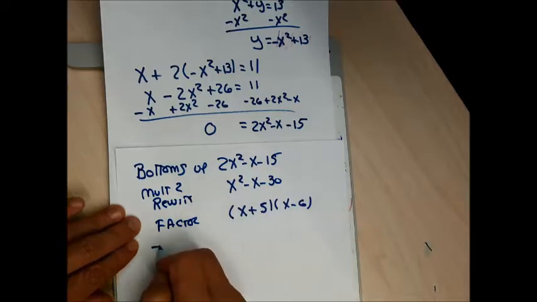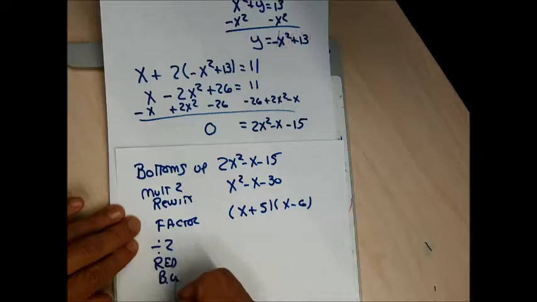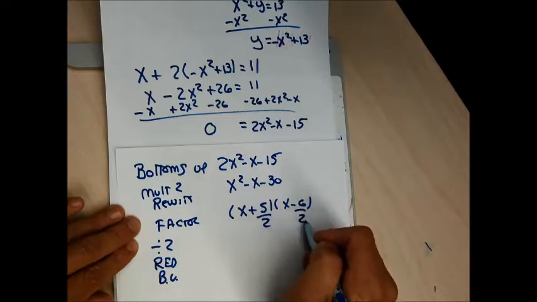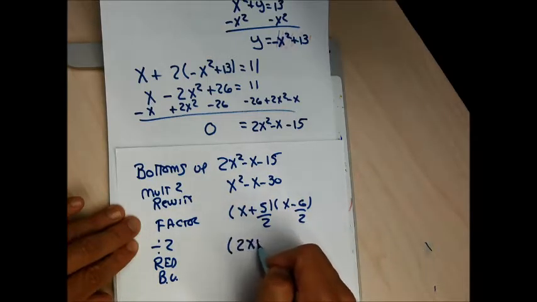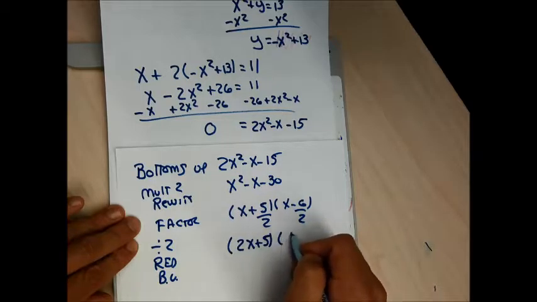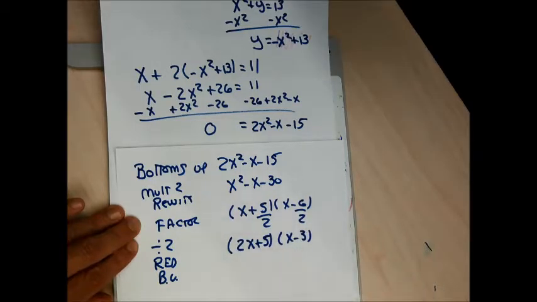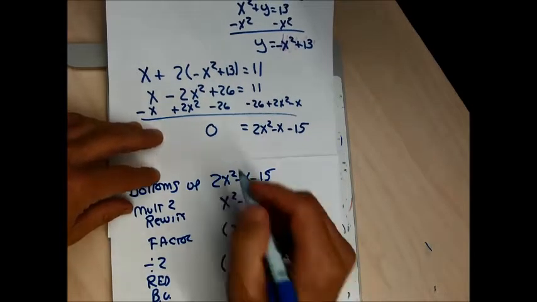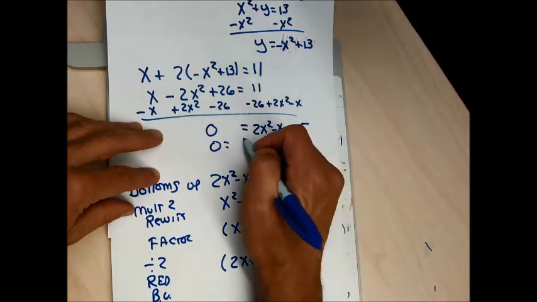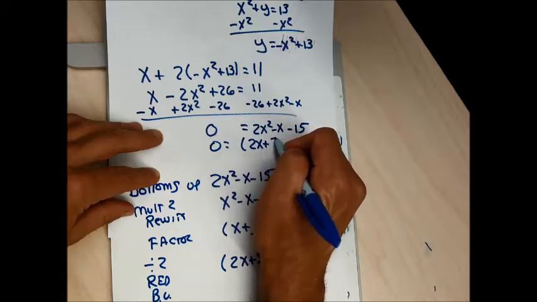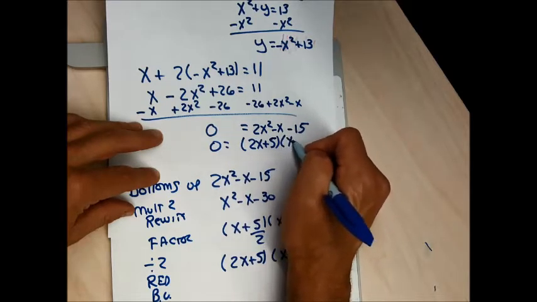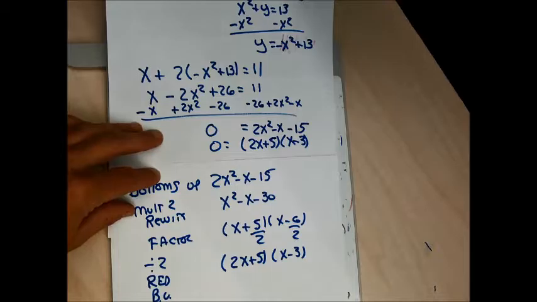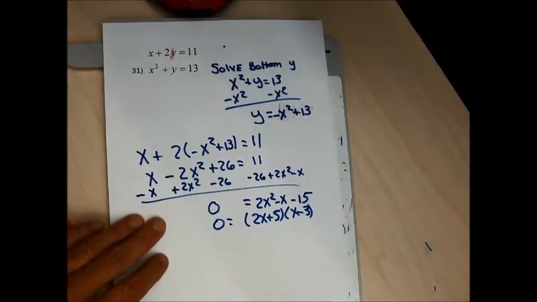Then I'm going to divide by 2 and reduce in bottoms up. First one comes out to 2x plus 5. Second one comes out to x minus 3. So right back in my problem, I'm going to change this to 0 equals 2x plus 5 times x minus 3. Done with my bottoms up factoring. I'll throw this piece of paper away.